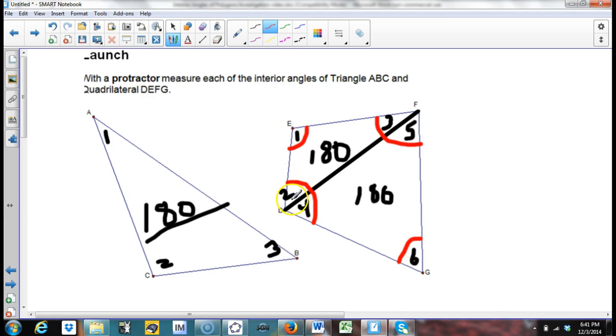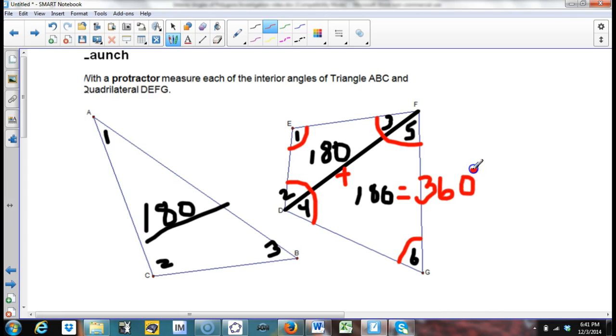So if we added up angle 1 plus angle 2 plus angle 3 plus angle 4 plus angle 5 plus angle 6, it really is going to equal the four angles in our polygon, in our quadrilateral, which then should just be the sum of 180 plus 180, which makes 360 degrees.